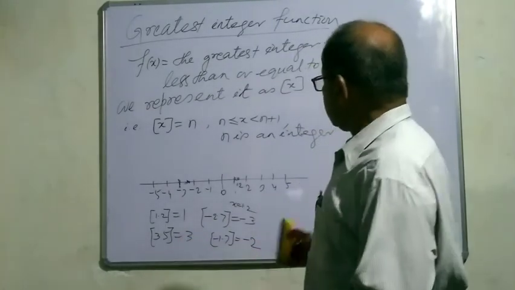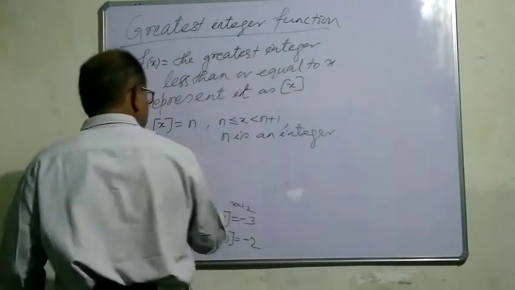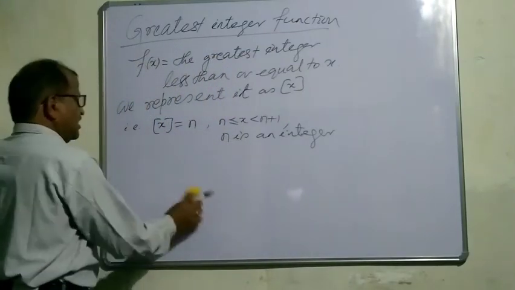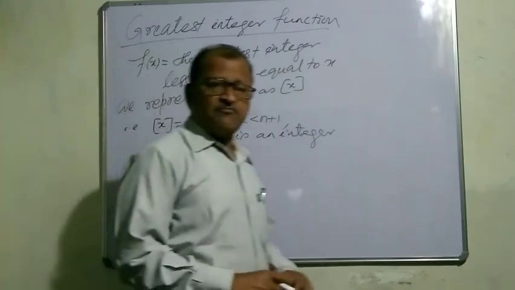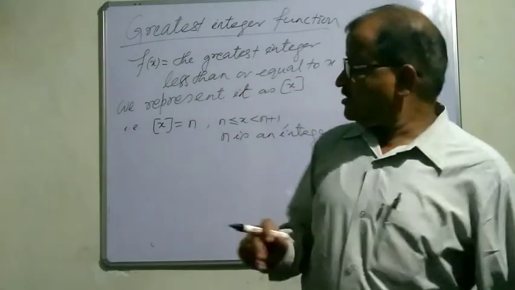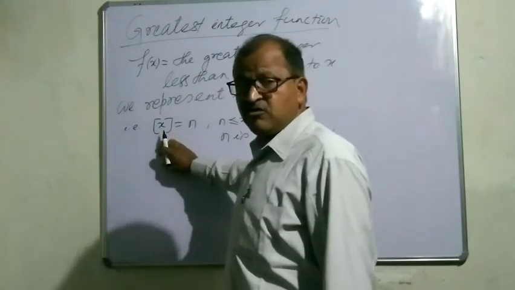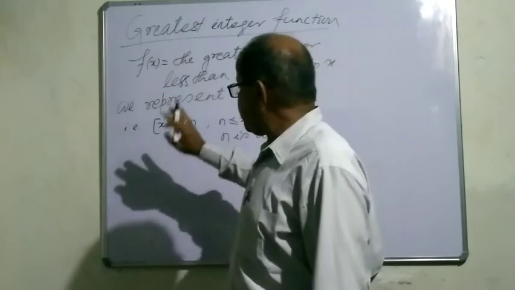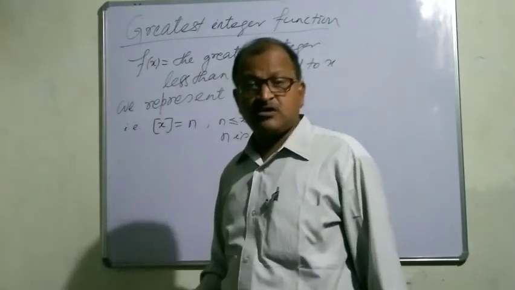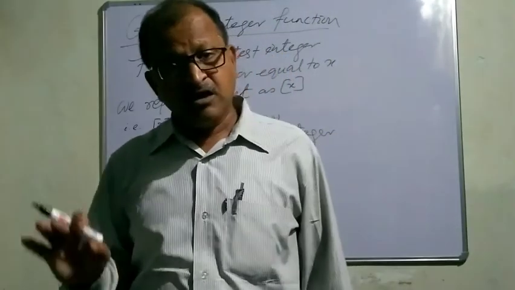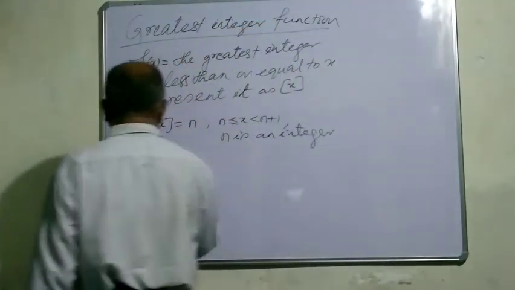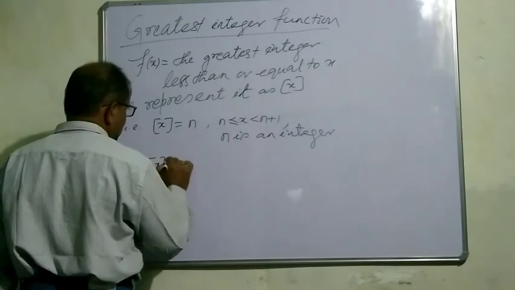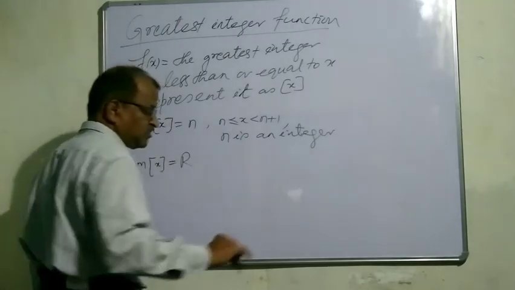Okay, so let us find its domain. In this way, you can find the greatest integer value of each and every real number. For every real number, you have an integer which is its greatest integer value. So the domain of the greatest integer function is the whole set of real numbers.